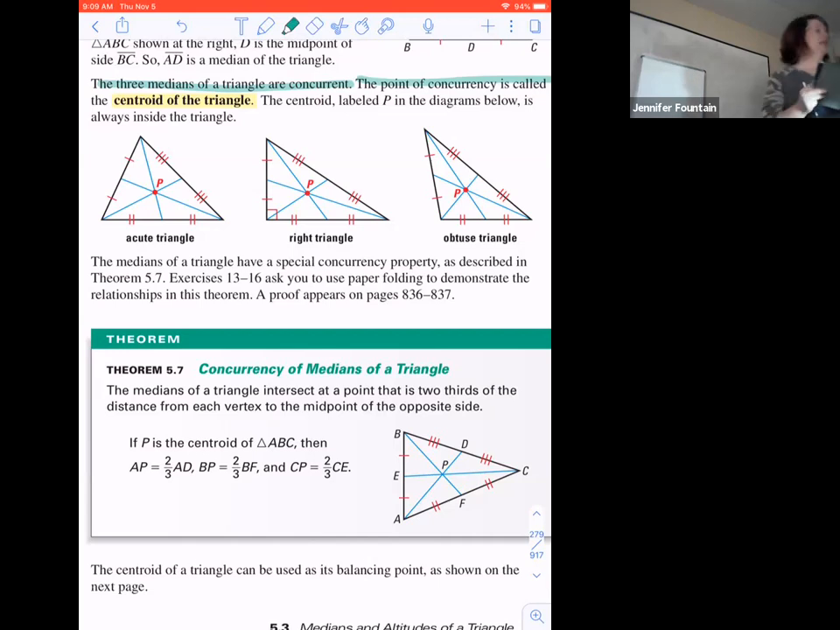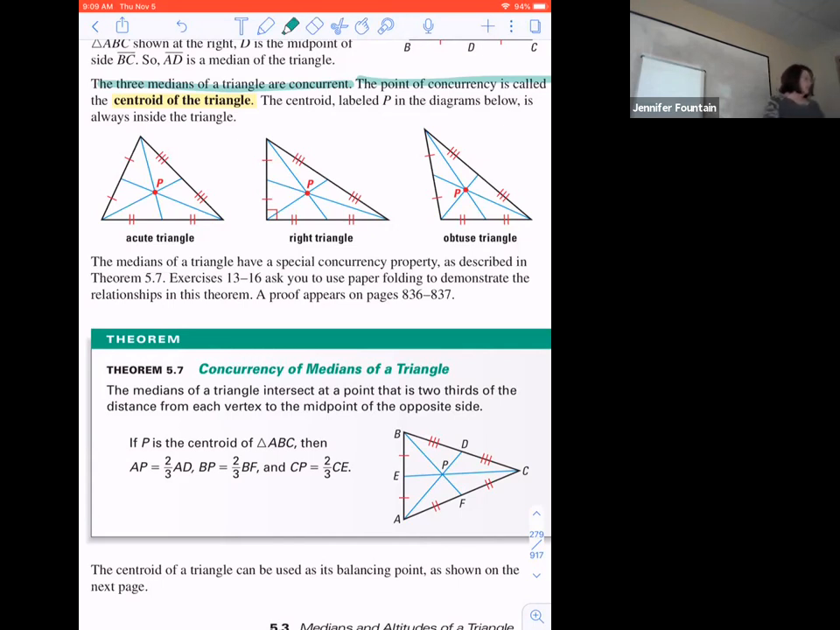All angles are less than 90 degrees. Good. So you can see where my medians go from each vertex, and they touch the side of a triangle at its midpoint. Right triangle. What do I know about a right triangle? I have one 90-degree angle.